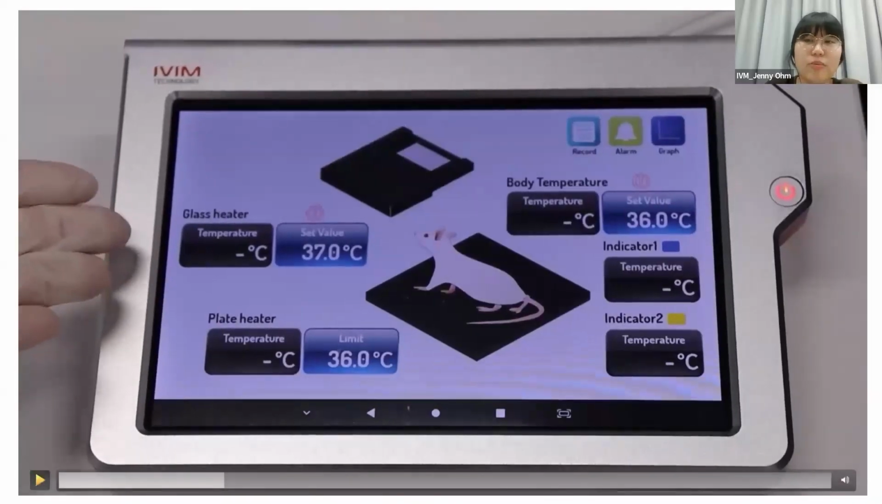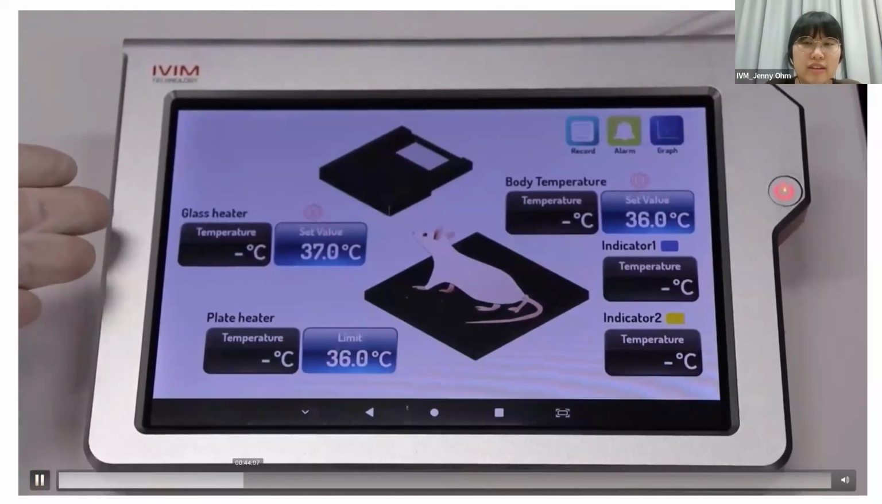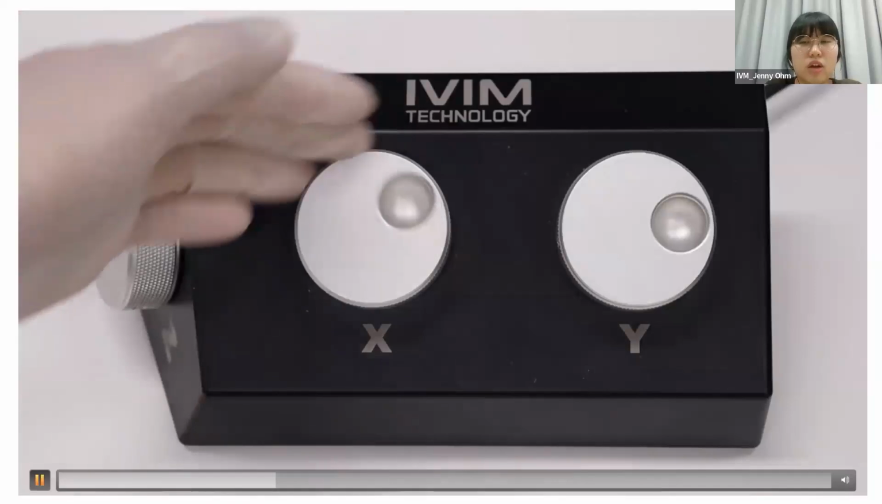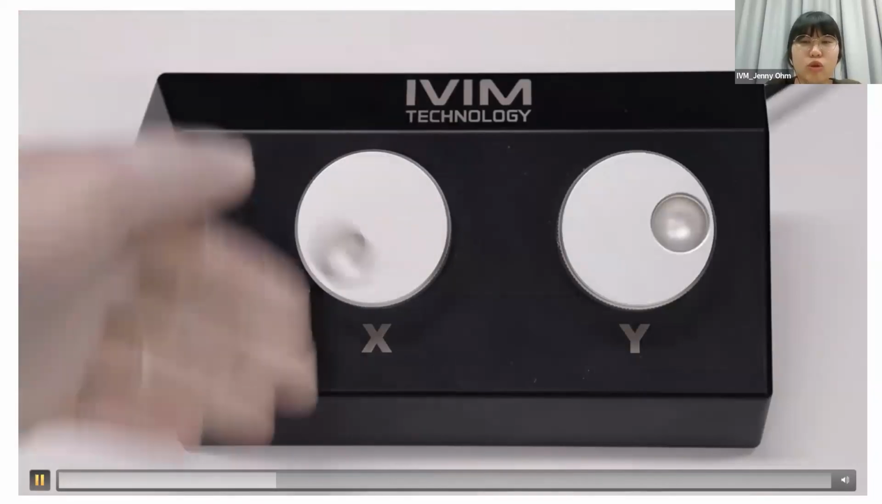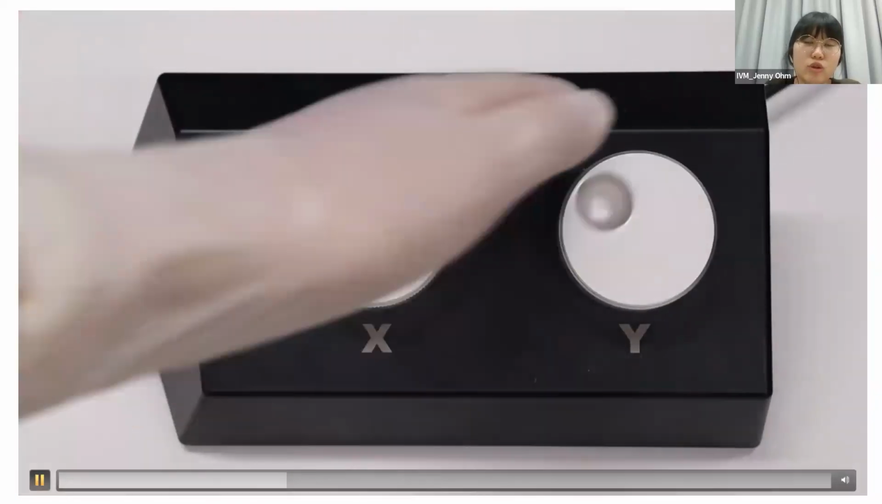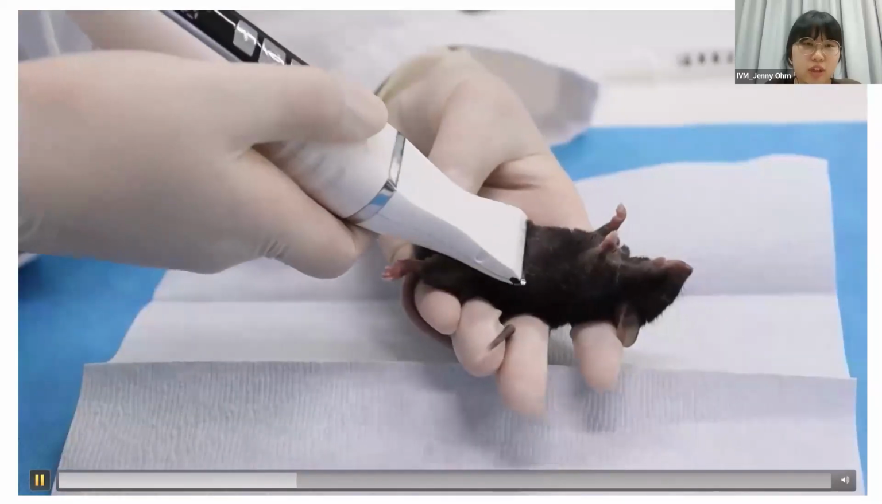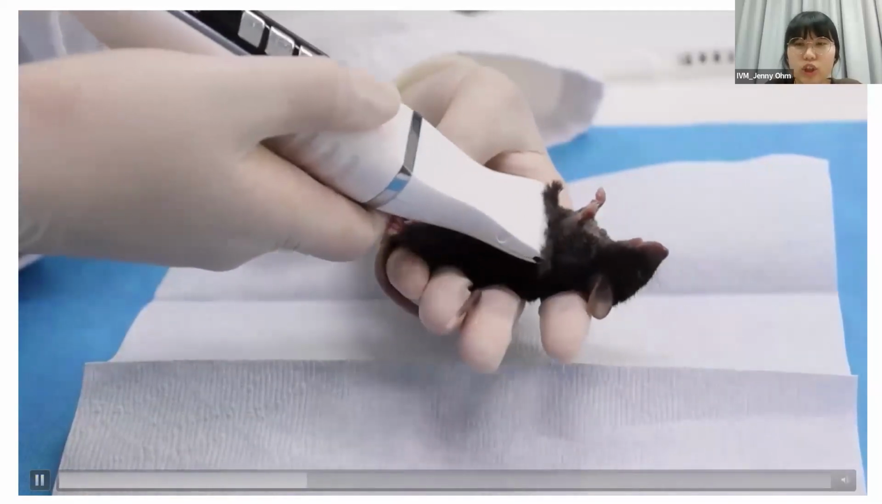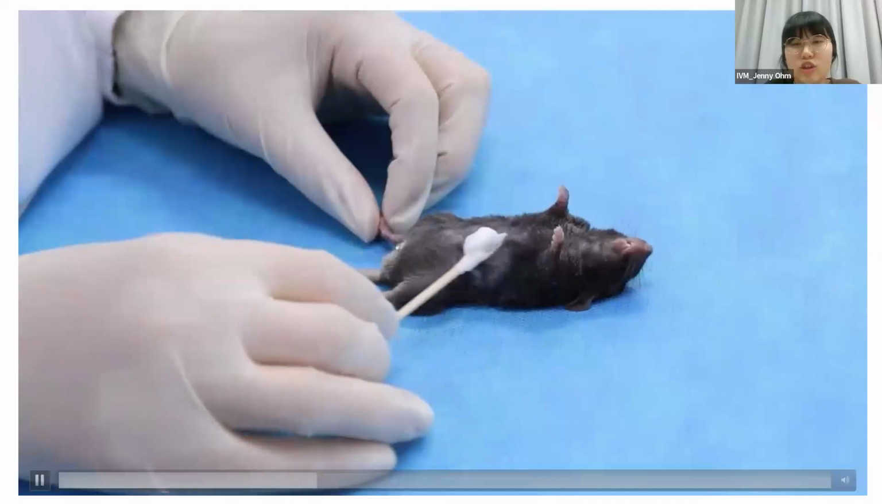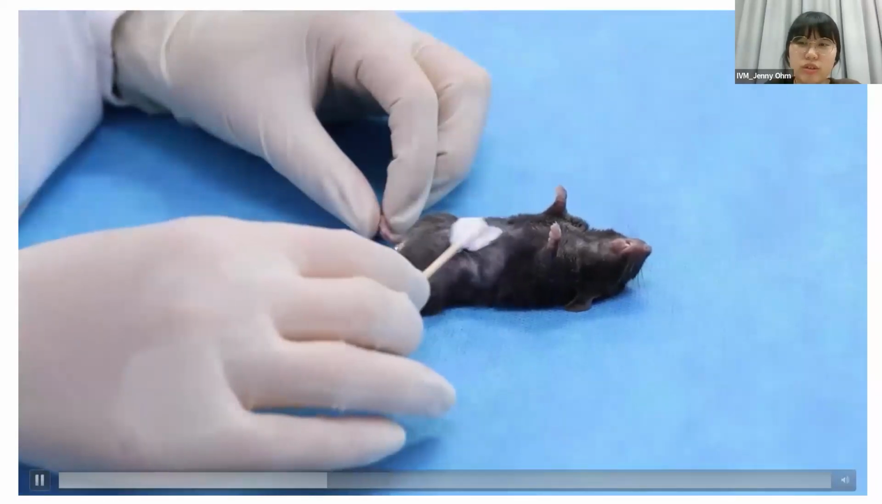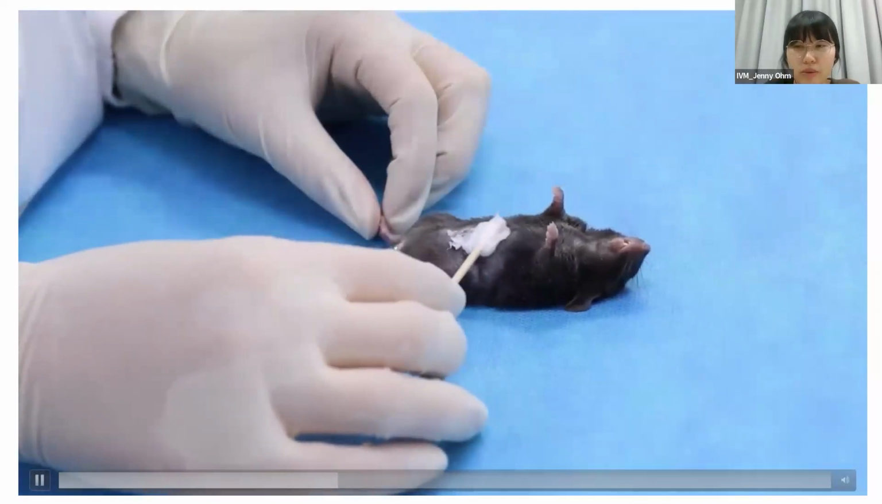Additionally, included in the setup is the temperature monitoring system. The temperature monitoring system allows the user to maintain and adjust the body temperature of the mouse throughout the experiment. And we also have a jog dial that is installed with the system. The jog dial provides precise control of the stage position, allowing the user to move it to the desired imaging location.